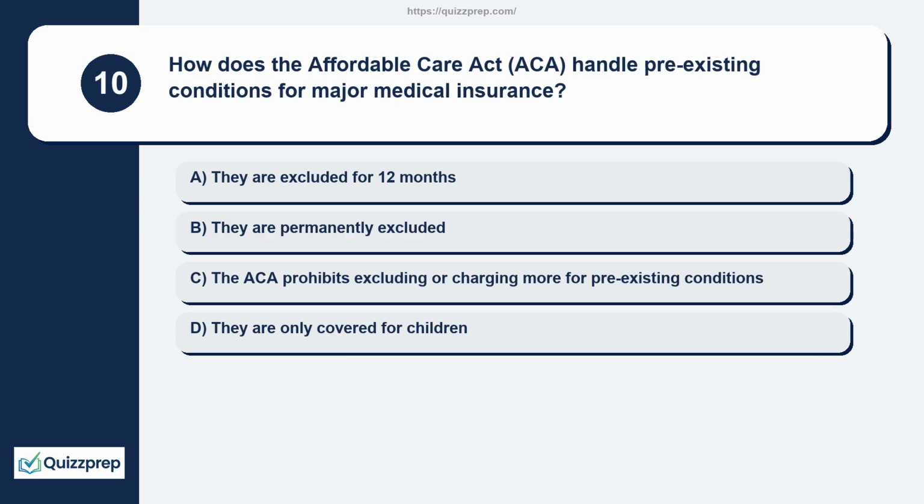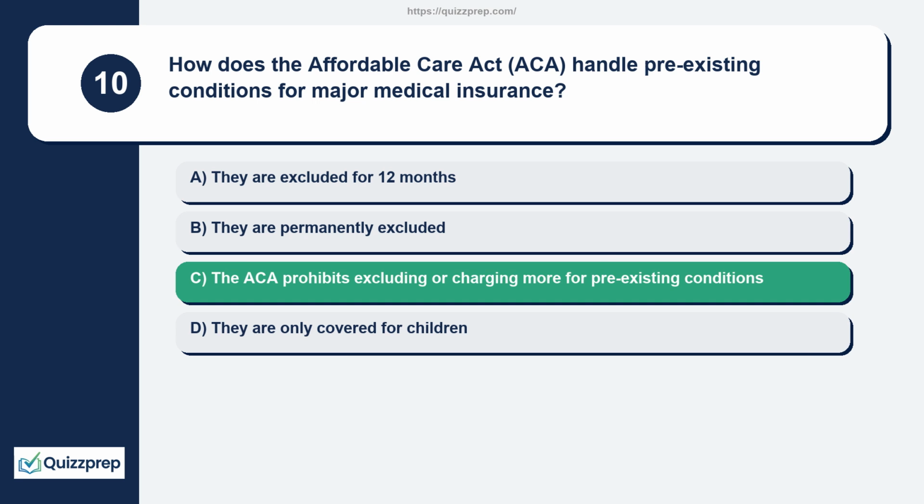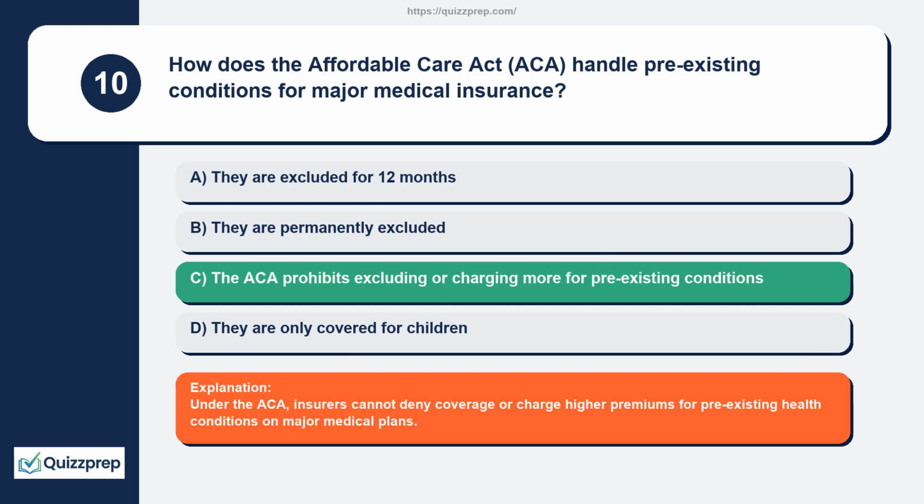Question 10. How does the Affordable Care Act, ACA, handle pre-existing conditions for major medical insurance? They are excluded for 12 months. They are permanently excluded. The ACA prohibits excluding or charging more for pre-existing conditions. They are only covered for children. Under the ACA, insurers cannot deny coverage or charge higher premiums for pre-existing health conditions on major medical plans.